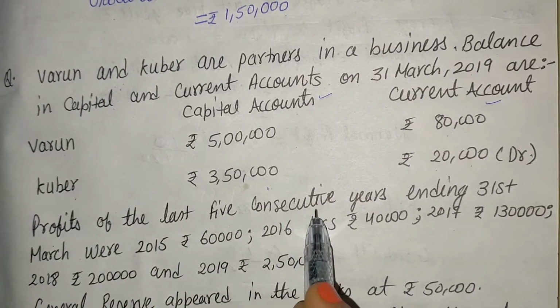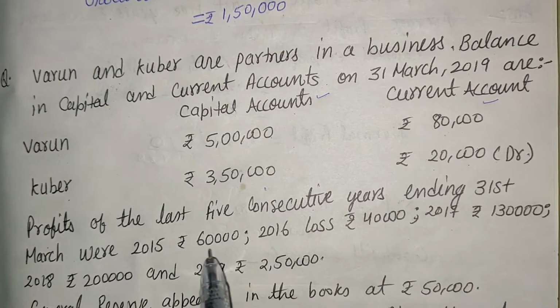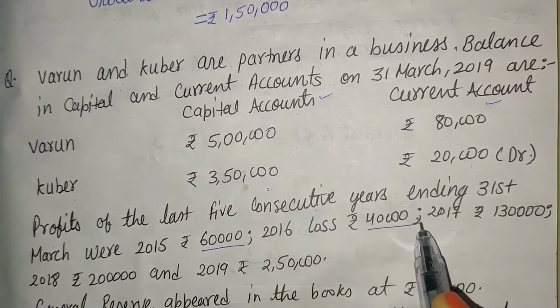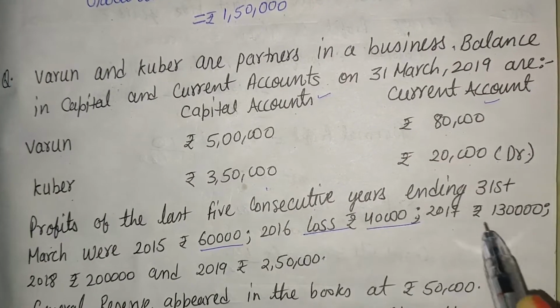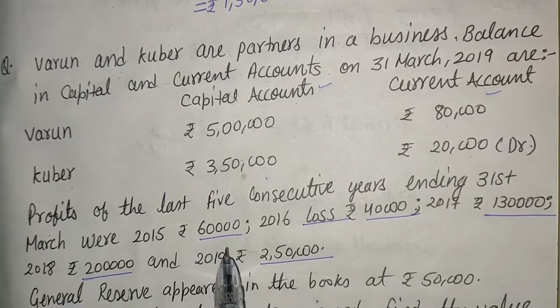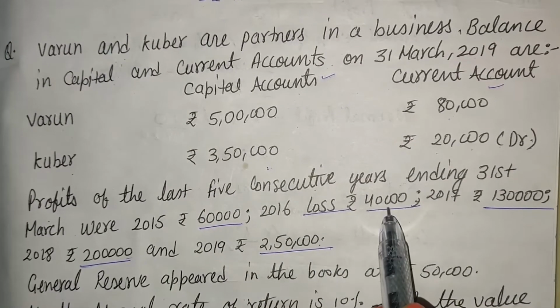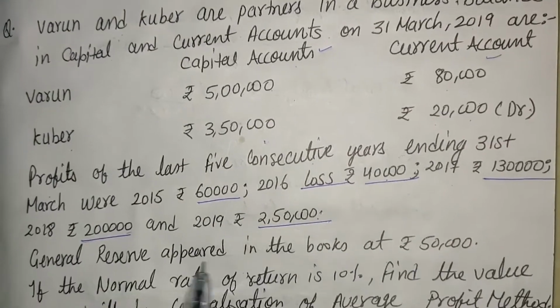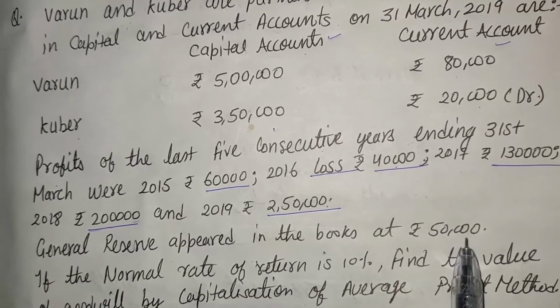Profits of the last 5 consecutive years are 60,000, 40,000 loss, 1,30,000 profit, 2 lakh and 2,50,000. In this question there are 4 profits and 1 loss. General reserve is also given in the question, that is rupees 50,000.